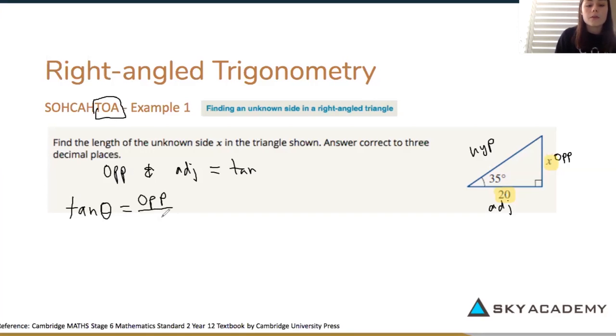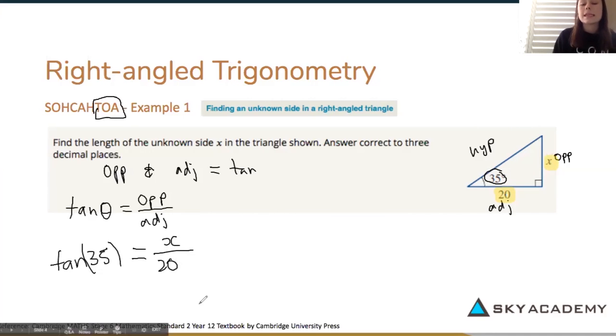And now that I know my formula, I'm going to sub in these values from my triangle into the formula. So tan theta is actually going to equal tan 35. So I'm going to pop 35 in there, in brackets, and my opposite is going to be my x, and my adjacent is going to be my 20. Now I've got this, I can solve for x.